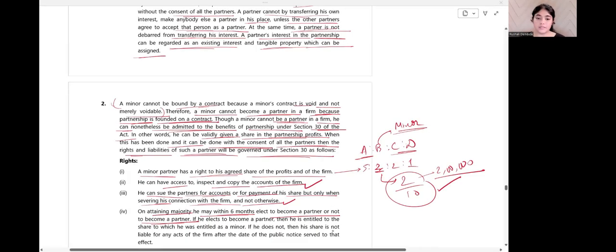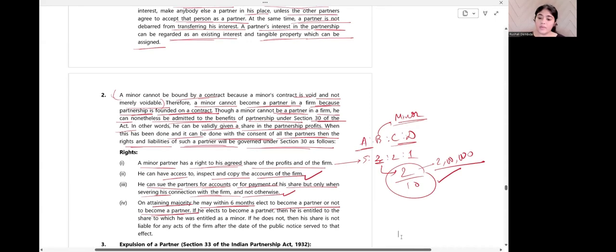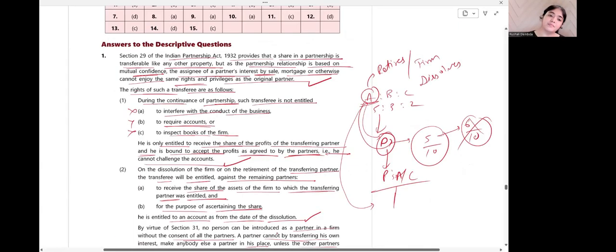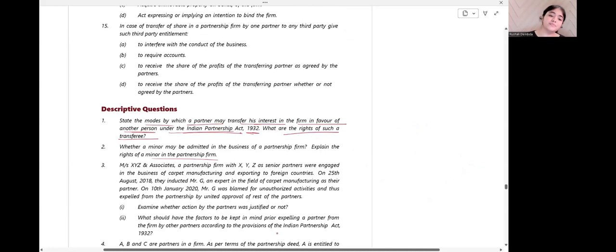Okay. Are the rights clear to you people? Yes, ma'am. Okay. Now, is there any other right? Yes. A public notice has to be given that within 6 months this partner has to tell whether he wants to continue as a partner or not. Let's see the next question.